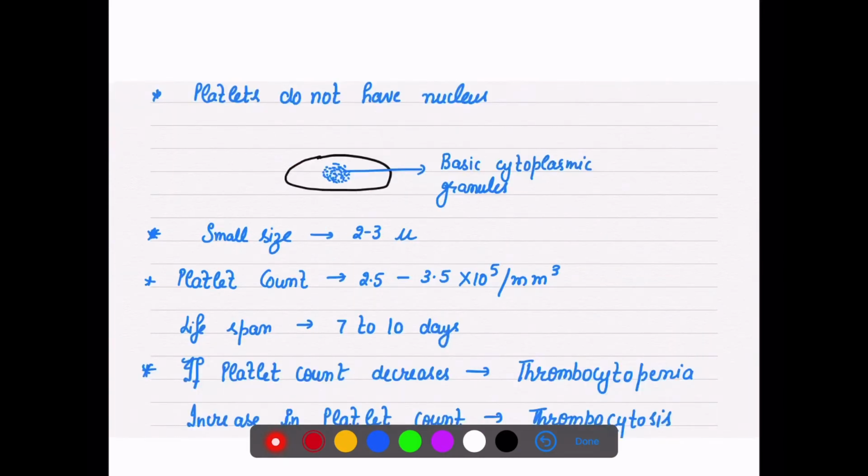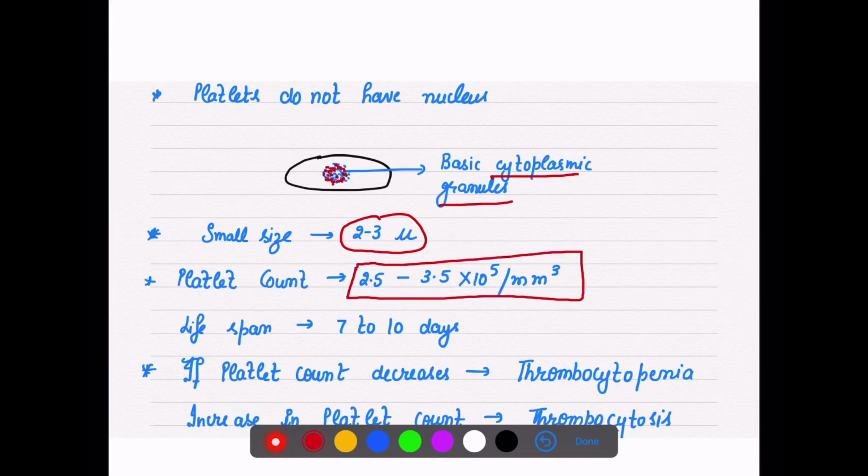So they do not have a nucleus. They have a central dense material, and this centrally dense material is known as cytoplasmic granules. Their size is very, very small, 2 to 3 micron, and the platelet count found in our blood is 2.5 to 3.5 × 10^5 per cubic millimeter.